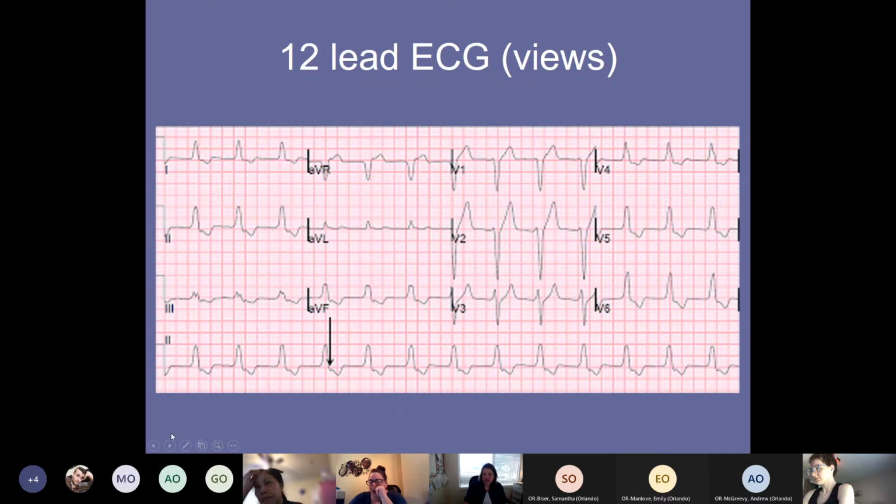12 lead ECG, again, we're going to look at lead 2. This is a terrible EKG. Our patient is having some trouble here. But just for instance, in lead 2, like I said, everything's going upward. But if you look at some of the other leads, they're being read from a different direction. And so that's why the QRS is downward.